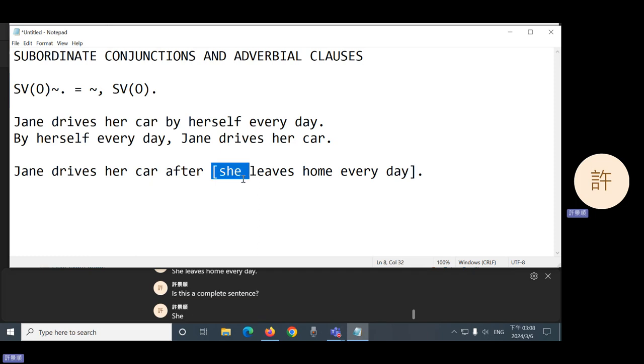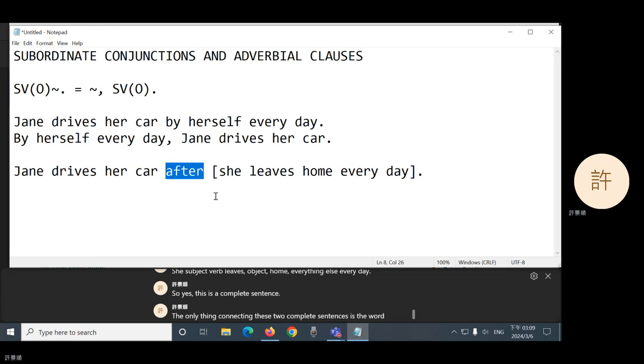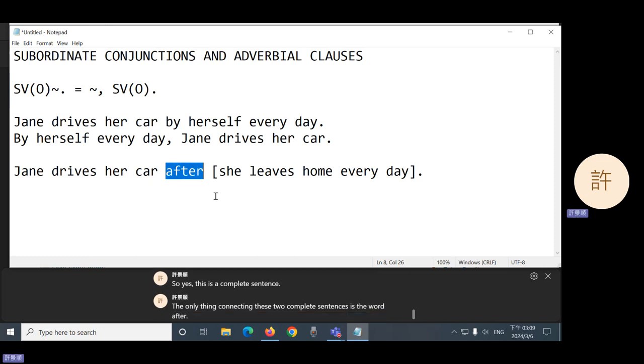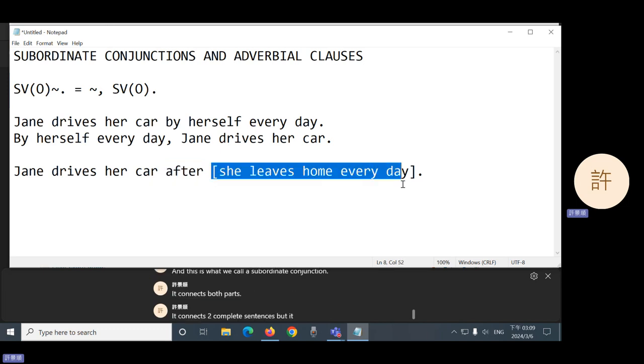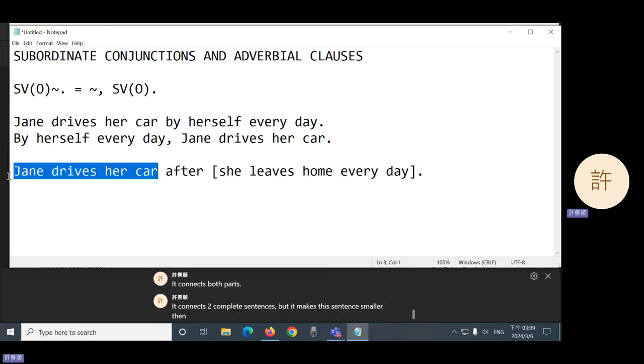She leaves home every day. So yes, this is a complete sentence. The only thing connecting these two complete sentences is the word "after." And this is what we call a subordinate conjunction. It connects both parts, two complete sentences, but it makes this sentence smaller than this sentence.